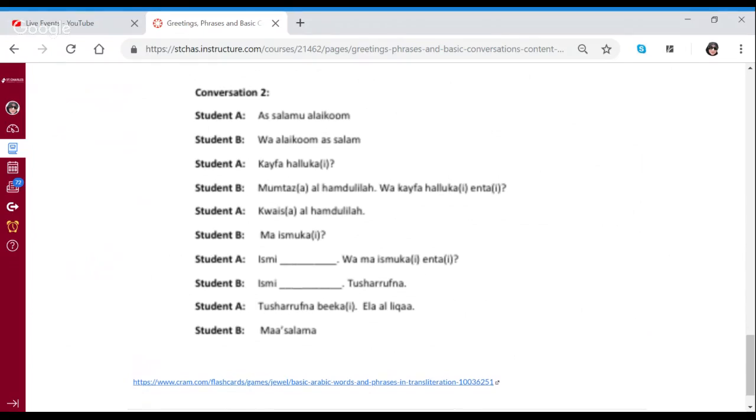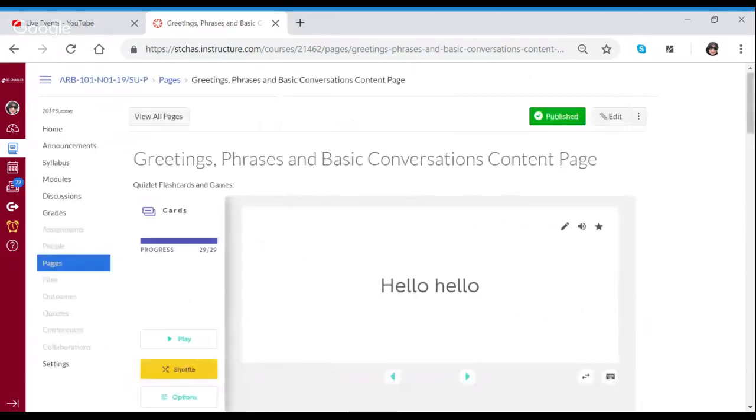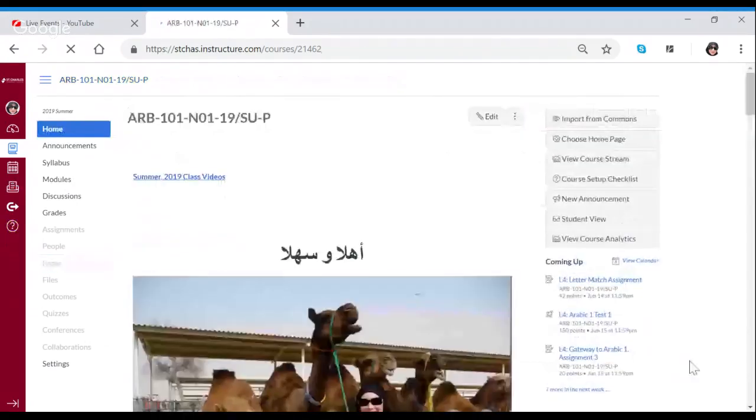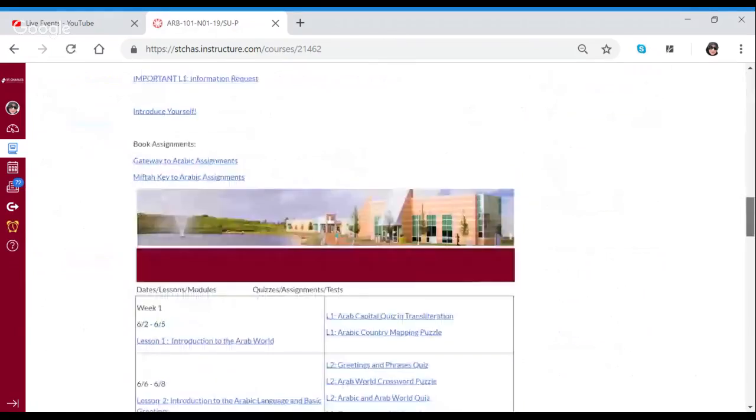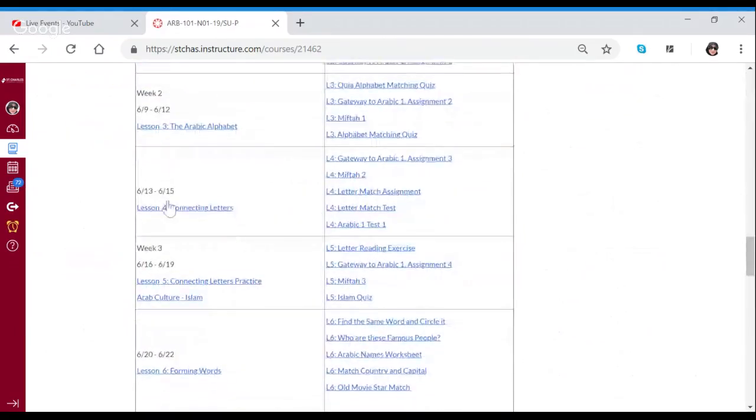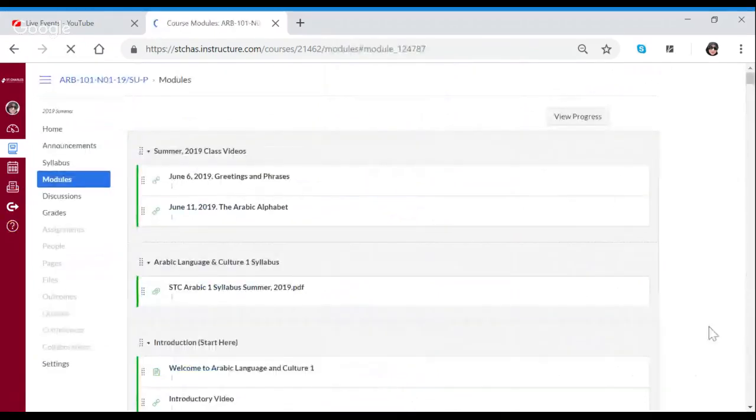Any questions about either of those dialogues? No. No? Okay. You're doing very, very well. Okay, we're going on to the Arabic alphabet.